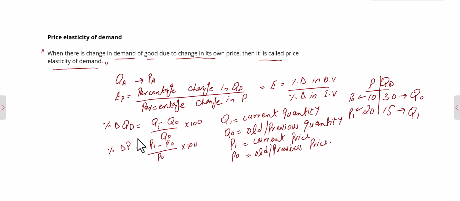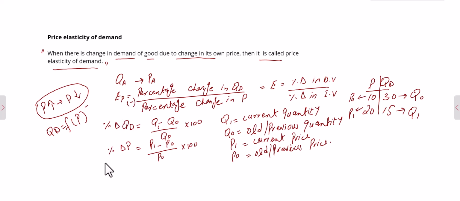And keep in mind that elasticity of demand is always negative. Elasticity of price is always negative. Why? Because there is a negative relationship between price and demand. When price increases, demand decreases. So they both are moving in opposite directions. So that's why elasticity of price is always in a negative sign.